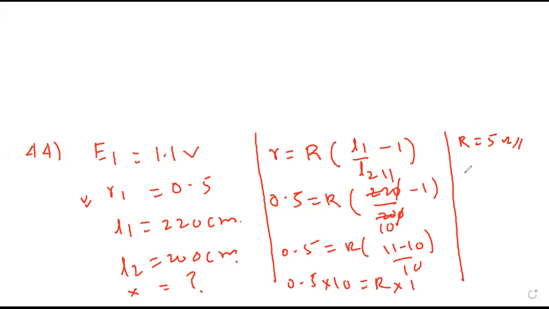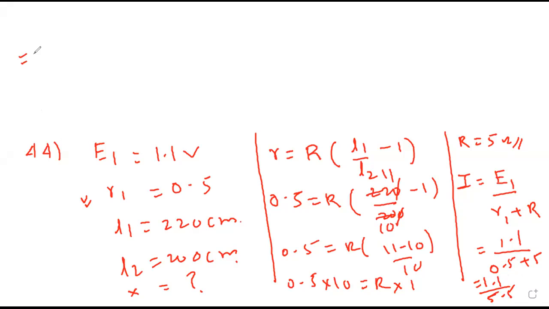We want current. Current through battery is EMF of battery upon total resistance. EMF is 1.1. 0.5 is internal plus 5 is the external resistance which we got by calculation. So 1.1 upon 5.5. 11 into 5 is 55. 0.2 ampere is the current flowing through that circuit.